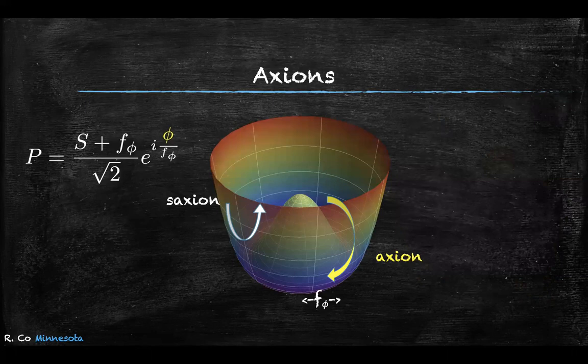What I'm thinking about is a complex field that has 2 degrees of freedom. The radial direction is what we call the saxion. We're borrowing the language from supersymmetry, even though we don't always have to have supersymmetry. In this case, the radial direction is the saxion, that's the one that gets the vacuum expectation value, and that's the decay constant of the axion. The angular direction is the axion. The complex field is what we call P. As you can see, S is the radial direction and phi is the axion direction.